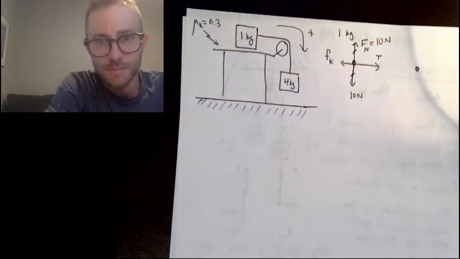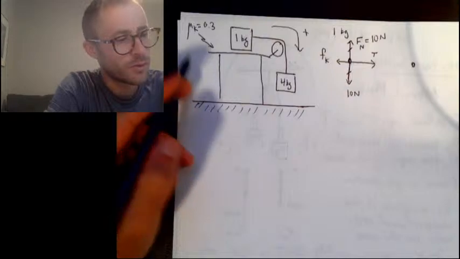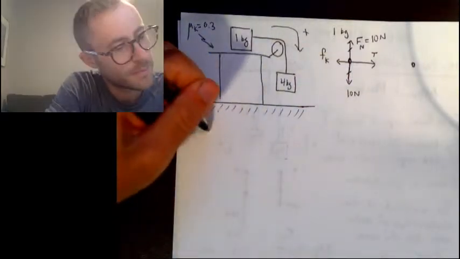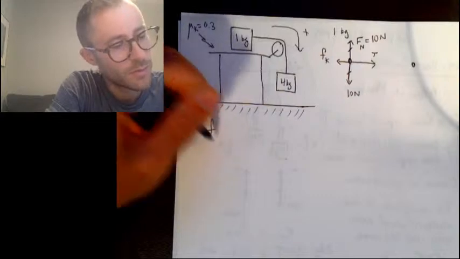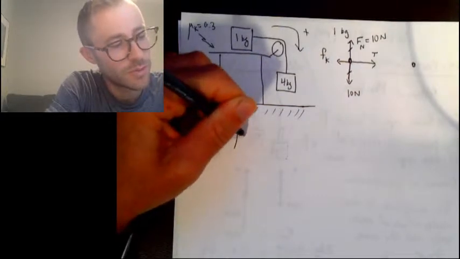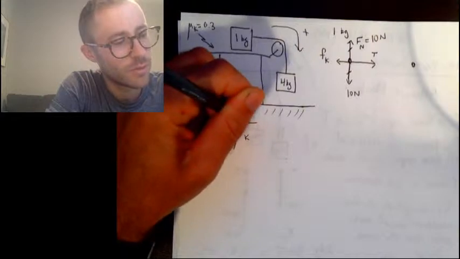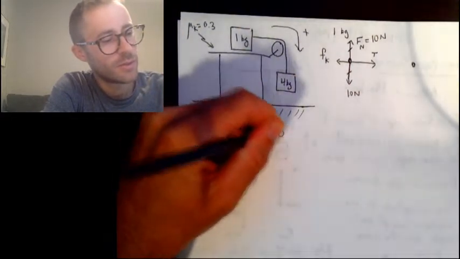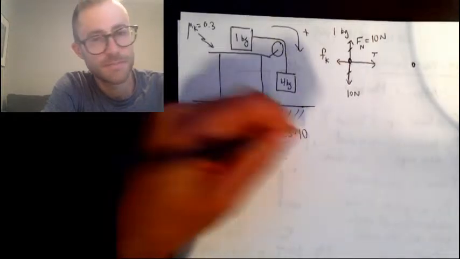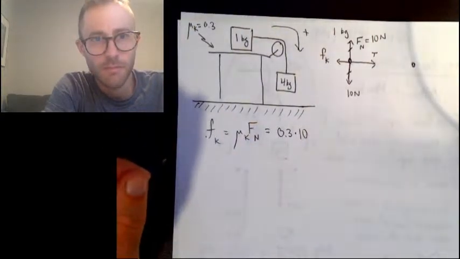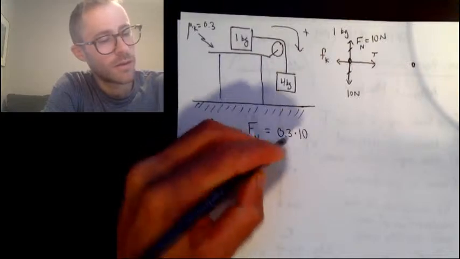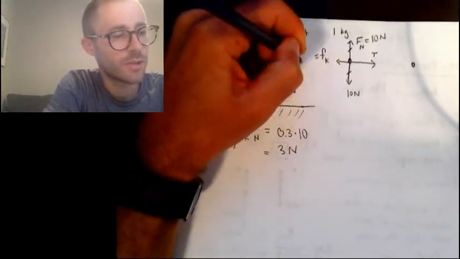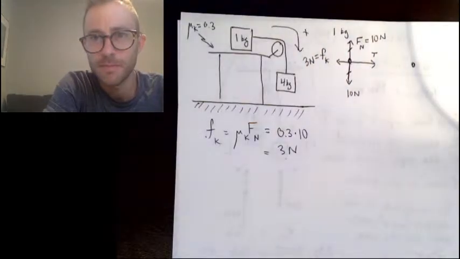And as you know, the normal force allows us to calculate kinetic friction. The formula for kinetic friction is mu sub k times normal. So that would be 0.3 times 10, which is 3 newtons. So I know that friction is 3 newtons.